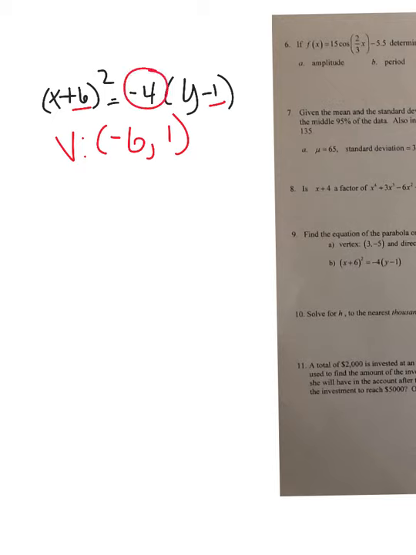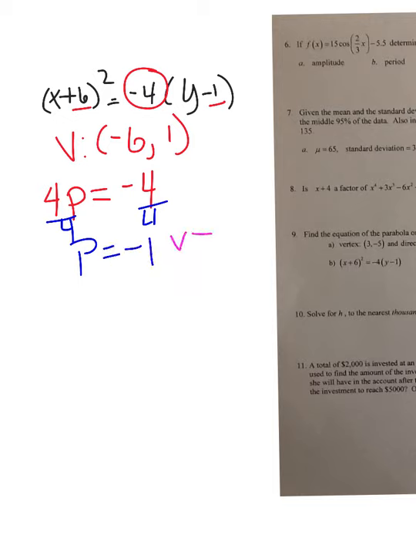That -4, remember, represents 4p. So 4p equals -4. Divide by 4. p is equal to -1, which means vertex to focus is down 1 unit. That's what the negative means, to go down.